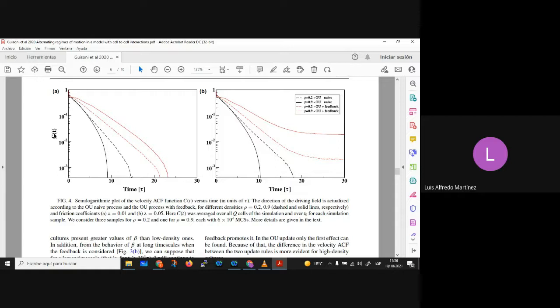Figure 4 shows that high density cultures have a smaller ACF than low density cultures. The velocity is smaller in this case, which corresponds to the high density cells. And for all processes with feedback, the velocity correlation function is different from zero, in contrast with the low density case. We can conclude that the feedback makes self-movement more efficient, mostly for high density cultures. That is all. Thank you.